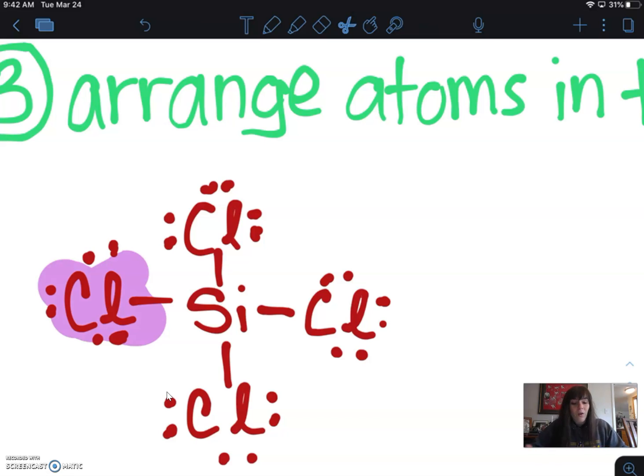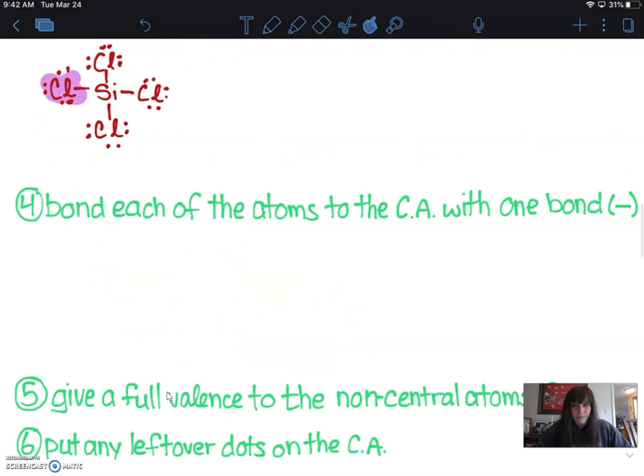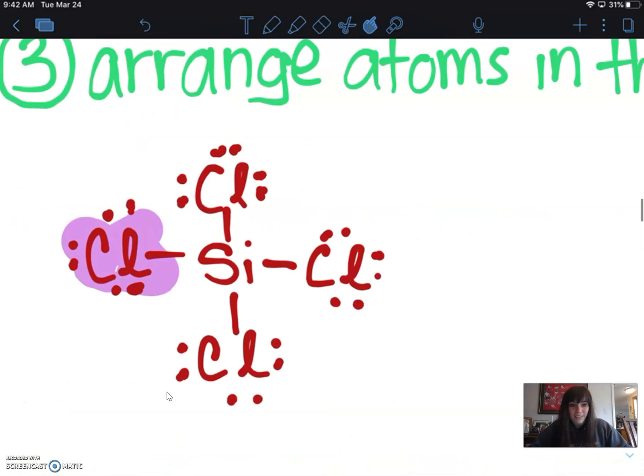I've given all of the outer atoms full valences. Now, number 6 says put any leftover dots on the central atom. So I have to make sure I don't have any extra dots. So I'm just going to go through and count. And yes, it's that basic. It's going to be 2, 4, 6. I'm going to try and use a highlighter so I don't mark up this whole page. So I got 2, 4, 6, 8, 10, 12, 14, 16, 18, 20, 22, 24, 26, 28, 30, 32.